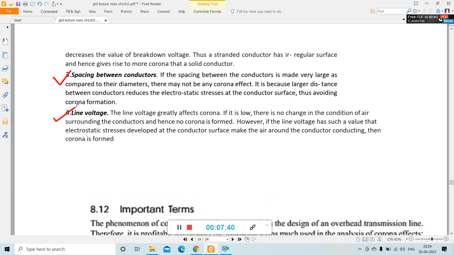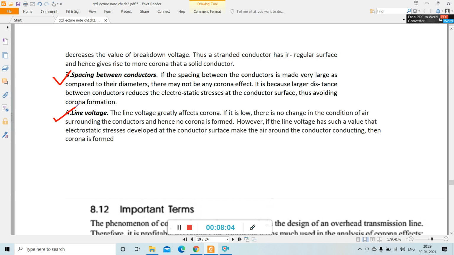The line voltage greatly affects corona. How? If it is low, there is no change in the condition of air surrounding the conductors and hence no corona is formed. And if the line voltage has such a value that electrostatic stresses developed at the conductor's surface make the air surrounding the conductor conducting, then corona is formed.